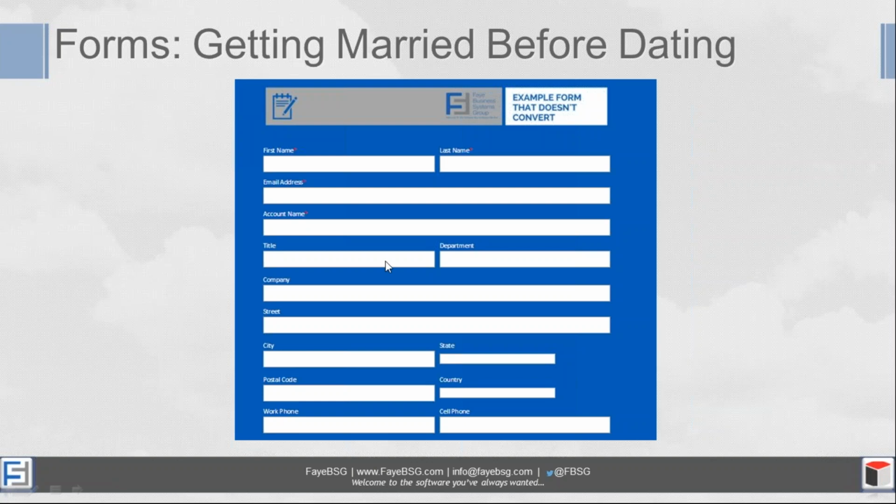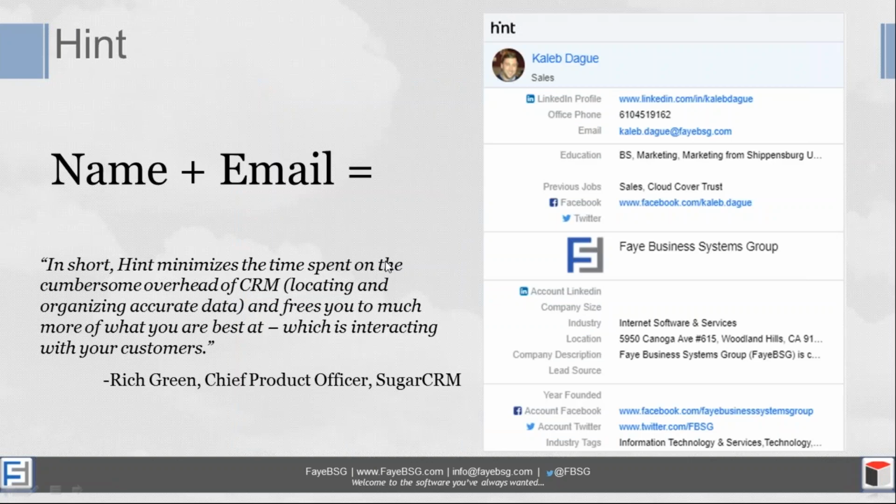So with Hint, all you need is a name and an email. If you ask someone on a form very simply what their first name is, what their last name is, and their email, Hint and the relationship intelligence with it can bring back all this data you see here on the right within SugarCRM. So right within an intelligence pane within the lead or the contact record, right within the intelligence pane within any of the list views as well.